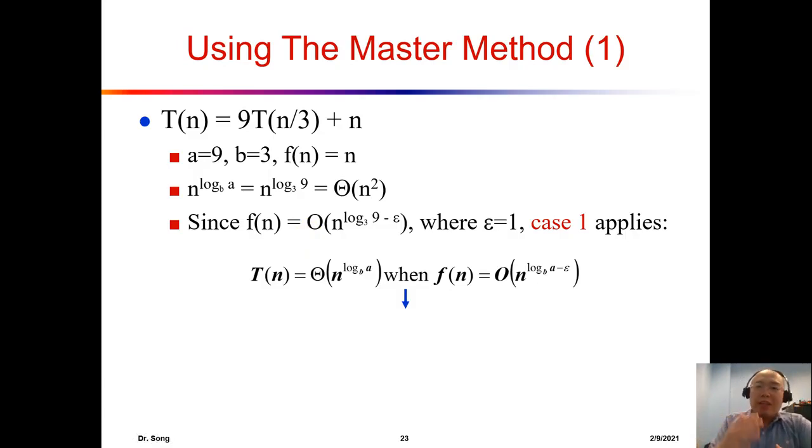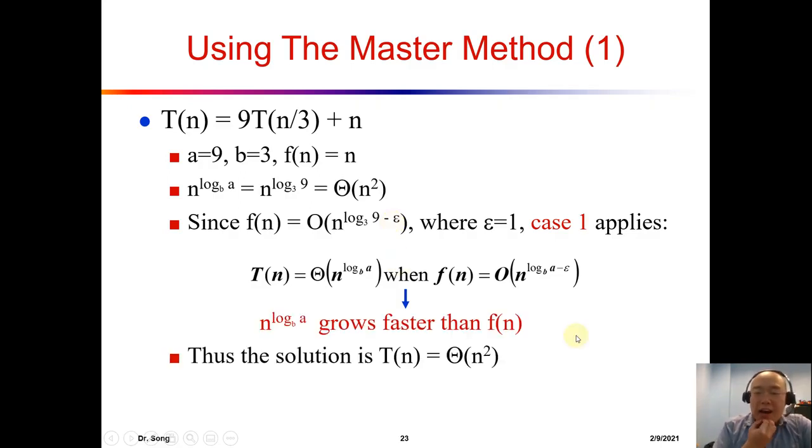So to be safe, you can pick a really small epsilon value, and you don't have to pick 1, you can pick an even smaller one. In this case, I pick 1 to make this case easy, but usually when you are considering this case, you want to pick an even smaller epsilon value. Okay, so anyhow, we are able to prove that f(n) is O of n to the log_b a minus epsilon, and we are using epsilon as 1.